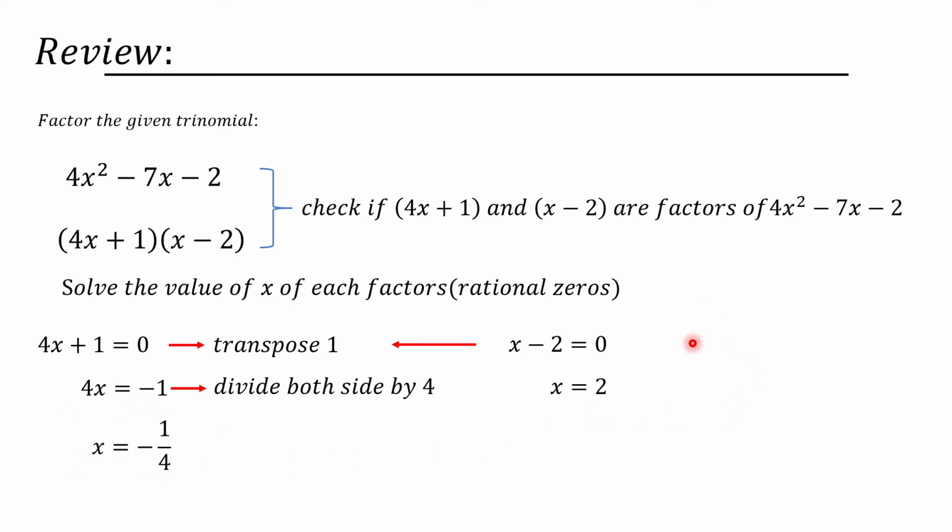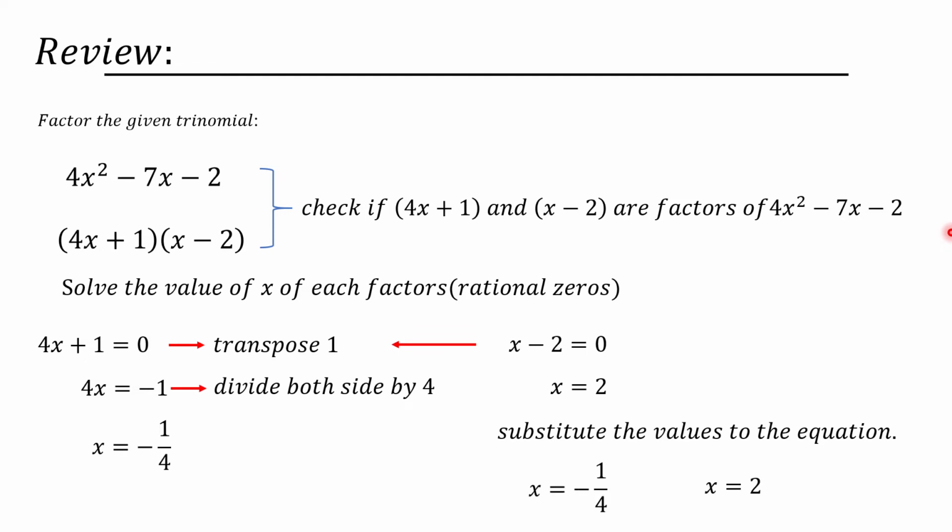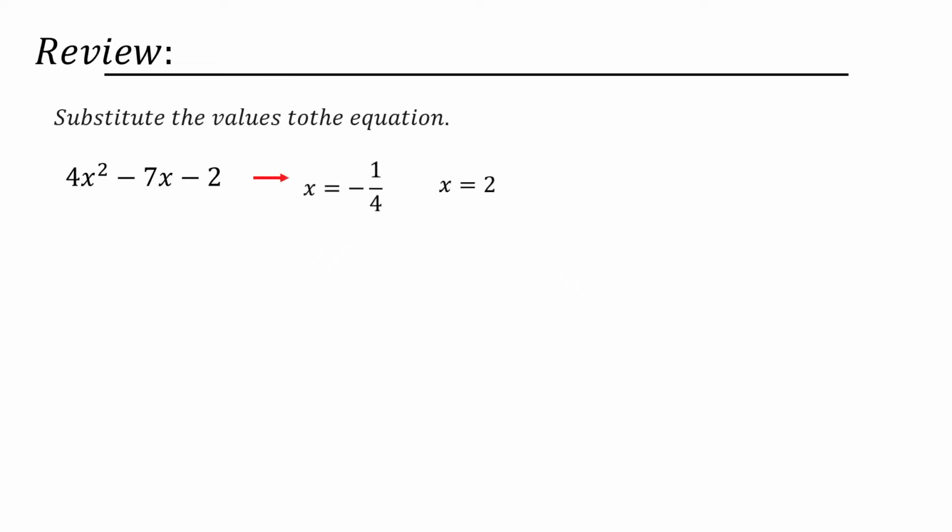The next thing that we're going to do para malaman natin if these two are really the factors of 4x squared minus 7x minus 2 is we have to substitute the values to the expression. Isa-substitute natin yung mga values na to dito sa expression natin. Itong negative 1/4 and 2. Okay? So again, ito yung expression and we have to substitute this one. Isa-isa. So unahin natin ang x is equal to negative 1/4.